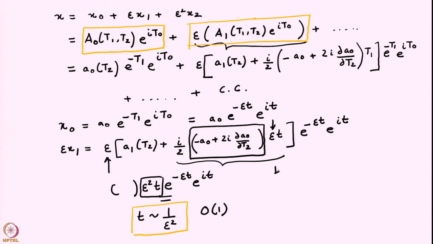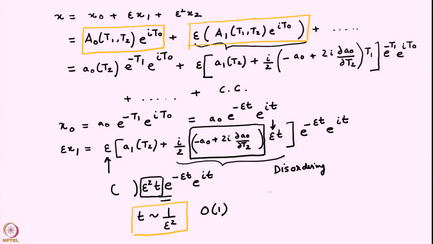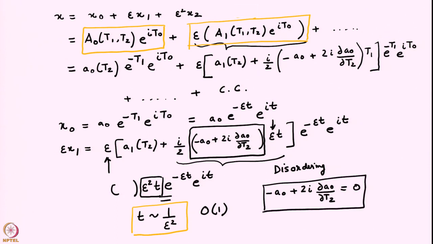So, we can prevent this disordering, by ordering, I mean every term in the perturbation series is smaller than all the terms on its left. So, we can prevent this disordering by setting minus a 0 plus twice I del a 0 by del t2 equal to 0. You can immediately see that this gives you the equation that we had sought for small a 0. So, we are going to solve this equation and we will find that there are no more unknowns. There will only be an unknown constant when we integrate this equation. There will be no more unknown functions which appear here, and that unknown constant can only be obtained from initial conditions. We will continue this in the next video.